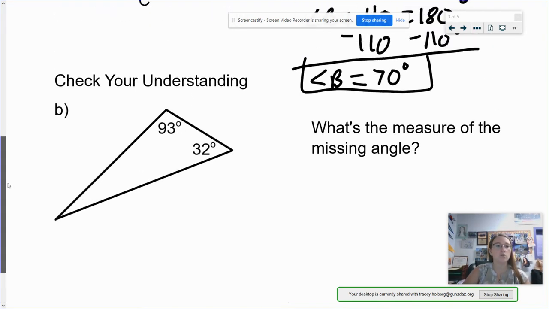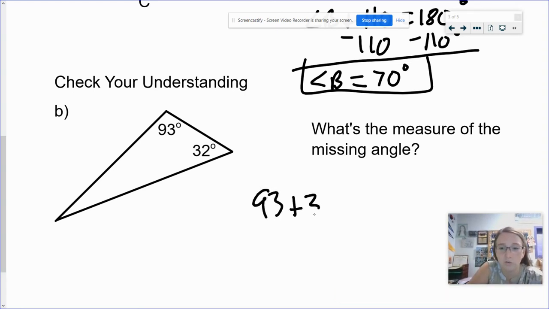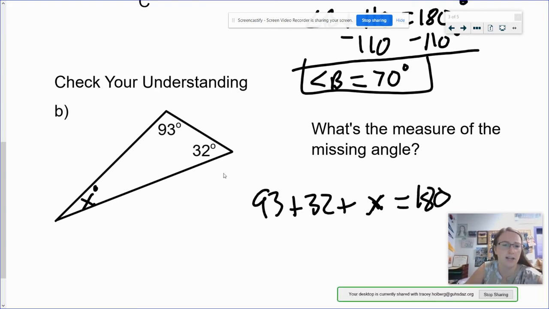We know two of the angles, we want to find the third one. Go ahead and try it. They all add up together to equal 180. Okay, so you should have done something like this. 93 plus 32 plus, I'm going to call this x. If we're trying to find something that they don't give you a variable for, you can always put it in.